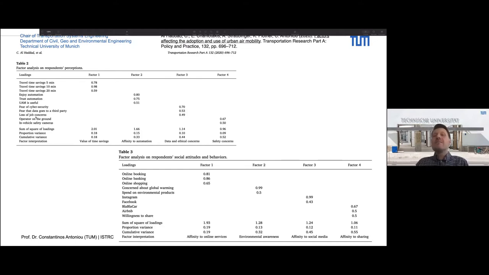And this somehow links to the similar analysis and models we did for automated public transport. And one of the things that is discussed there is, oh, the personnel cost is zero, okay.